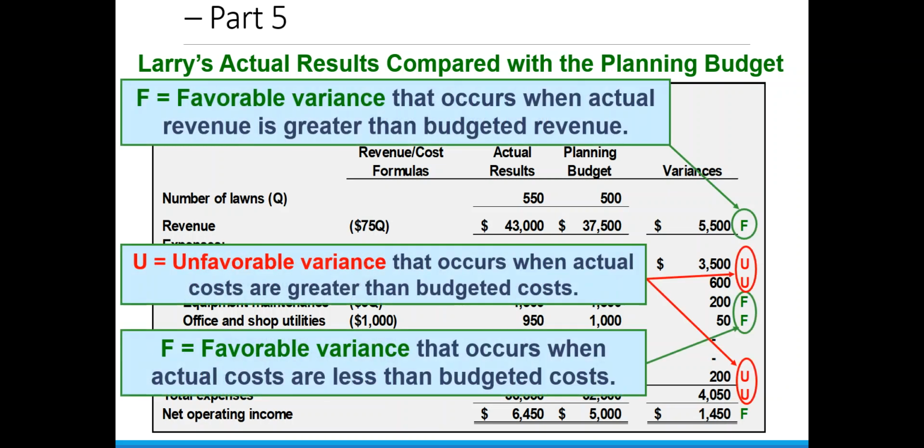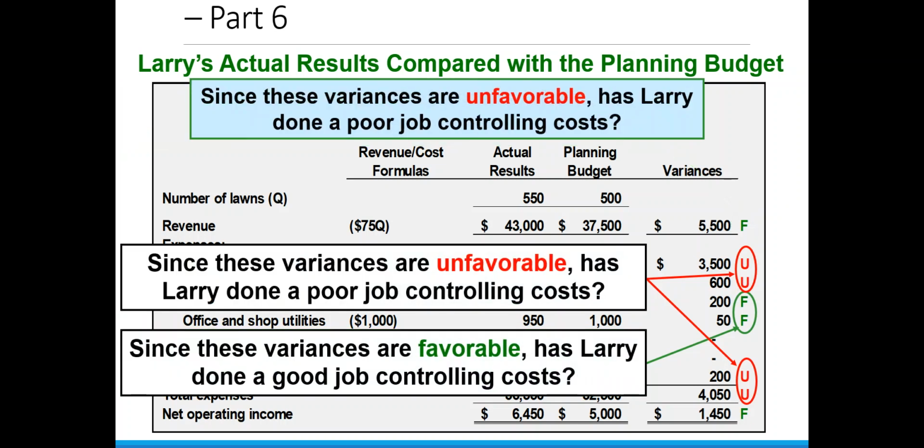What does that mean? Well, these variances are occurring because, in part, we have a different level of activity, and some of it may be based on spending, but some of it may be based on the activity level. So what we want to do with a flexible budget and in our evaluation of it is to identify the differences here. The question that they ask you here is, if these unfavorable variances are here, does that mean Larry's done a poor job controlling costs?